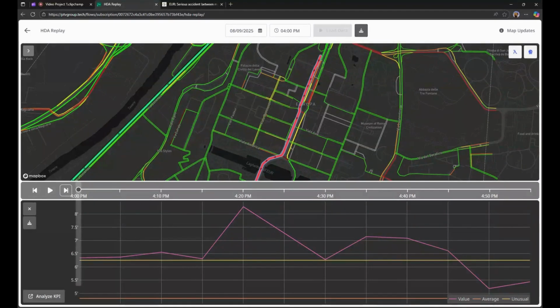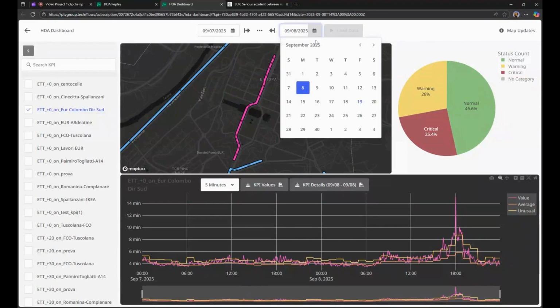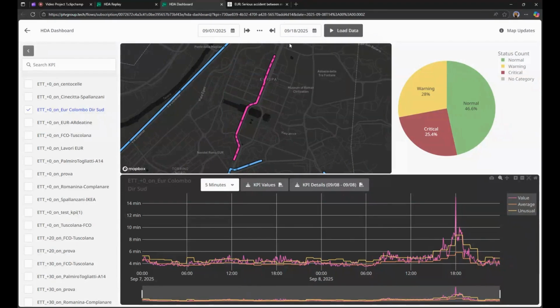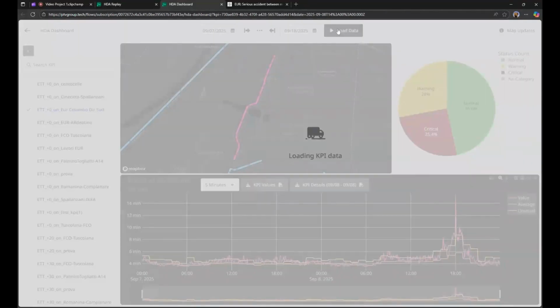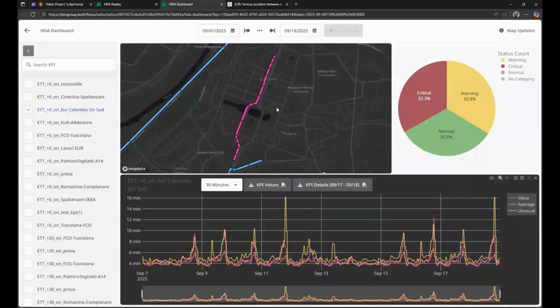To answer that, we expand our analysis using the KPI dashboard. In this dashboard, we can analyze KPI trends and compare different weeks or months to understand the overall patterns. We now want to load data from September 7th to 18th so that we can compare what happened on the day of the accident with the average of the previous and following days in the same area. Interestingly, while the values on the 8th were unusual, they weren't worse. In fact, September 16th and 17th show even higher congestion levels.